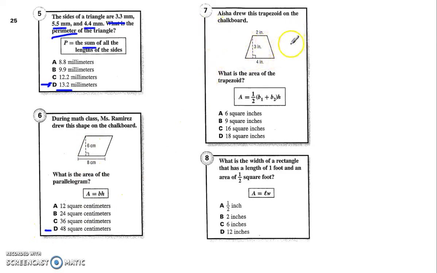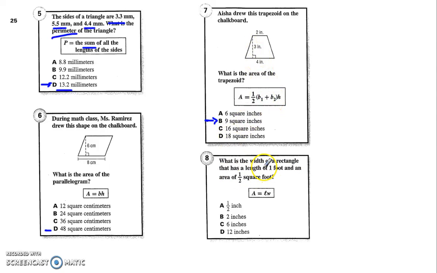Number 7, a trapezoid. Now, trapezoid, here's how I like to think of it. We average out these two sides. So 2 and 4, the average of those two is 3, times 3 is 9. You can use this formula, which is 2 plus 4 is 6 times a half. Half of 6 is 3. 3 times the height, 3 times 3 is 9.